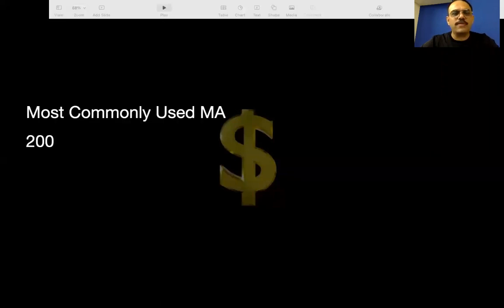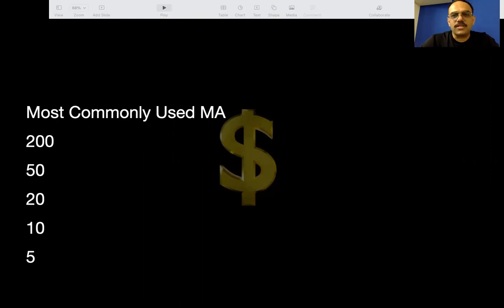Most commonly used moving averages are 200, 50, 20, 10, and 5. So these are the moving averages which are mostly used, commonly used all over the world. Whether it is in India, US, UK, Japan, Canada, Australia, any country you go, wherever human beings are trading, the most commonly used moving averages are these only: 200-day moving average, 50-day moving average, 20-day, 10-day, and 5-day.